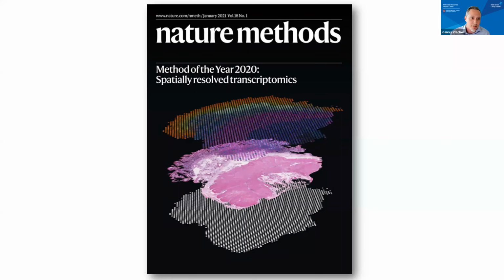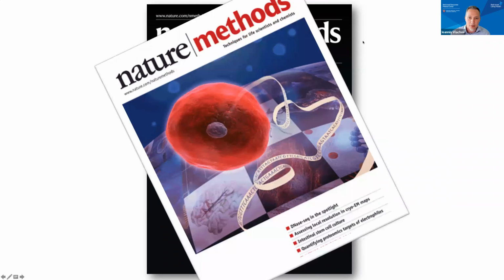First of all, there is a consensus, and I don't think anybody disagrees, that spatial techniques are important, revolutionary, and they're here to stay. They were named Nature Methods Method of the Year 2020. And I would like to remind that single cell technologies, which still feel extremely new, were Nature Methods Method of the Year 2013. So this domain is very, very new, and new comes with promises, but also with challenges.